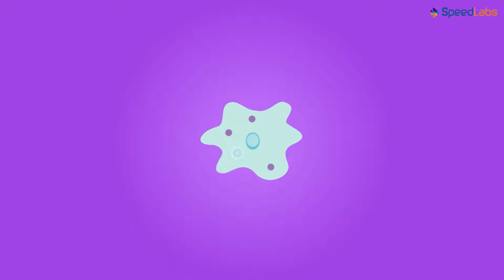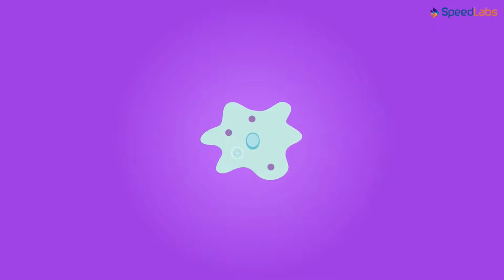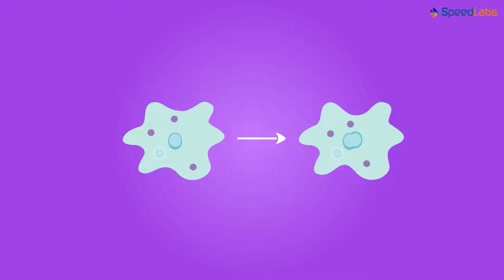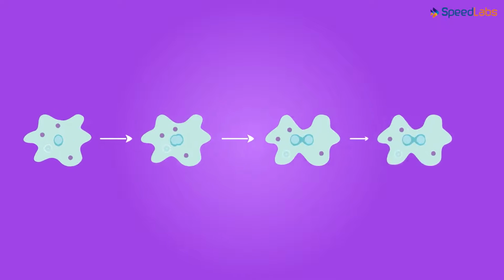Let us see how this actually takes place. The nucleus in the amoeba contains the chromosomes of the organism. The DNA in the chromosomes replicates and forms another set of similar chromosomes. Once this is done, they are pushed to the two extremes of the cell. And at the same time, the cell grows and expands. What do you think will happen next?